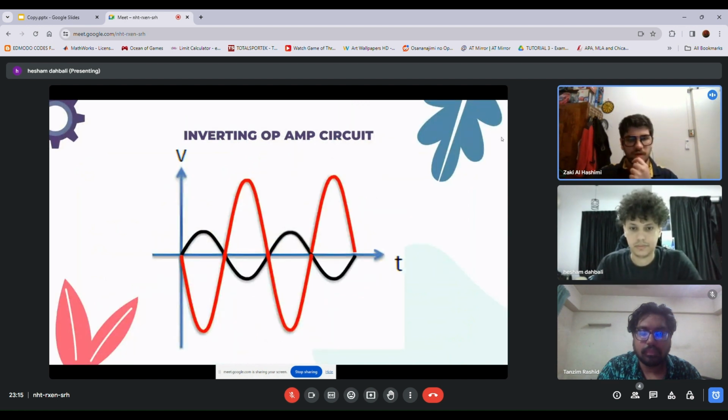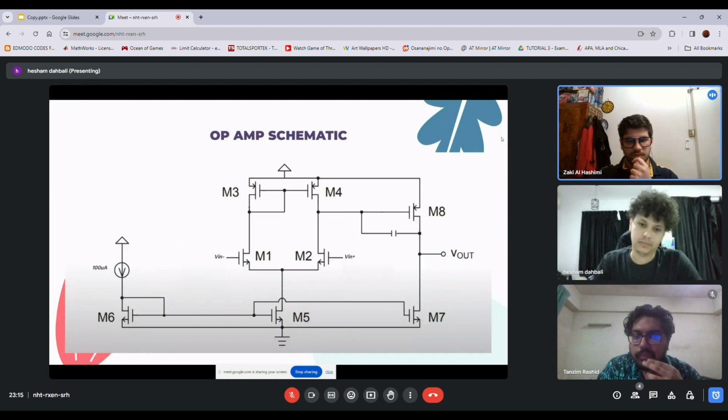So this is how the input would look. For example, if it's a sine wave, it would be the black line in the graph. The output voltage would be the red line in the graph, where it's inverted. Every positive peak has a mirrored negative peak, and it's amplified by the value of RF over R1. Next slide. I'll pass it over to Hesham.